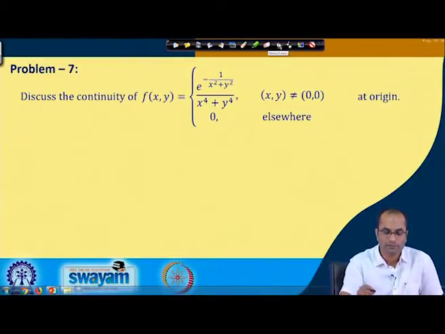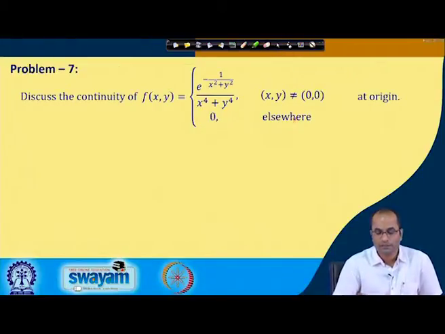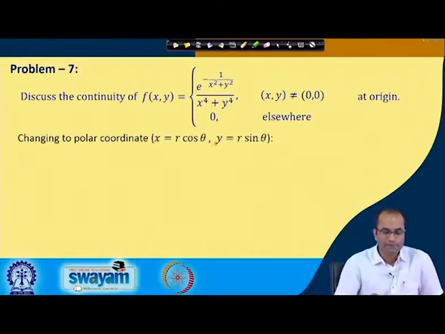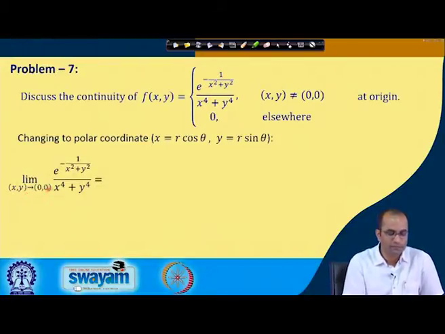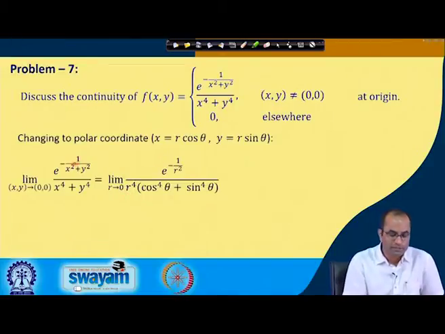The last example we will discuss here is the continuity of this function at the origin. Again we change to polar coordinates, which will simplify the x square plus y square term. We have the limit as (x, y) goes to (0, 0) of e power minus 1 over x square plus y square, divided by x 4 plus y 4. Changing to polar coordinates, it will be e power minus 1 over r square, and the denominator will be r 4 times (cos 4 theta plus sin 4 theta).